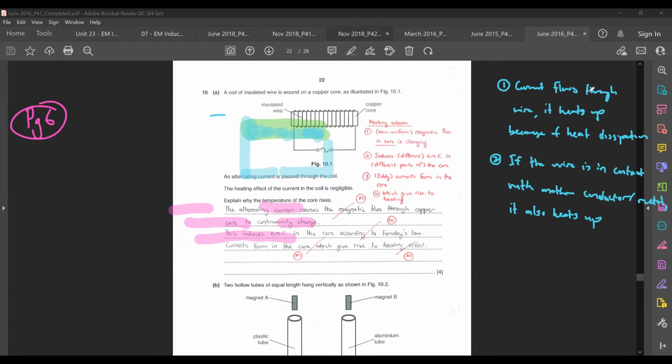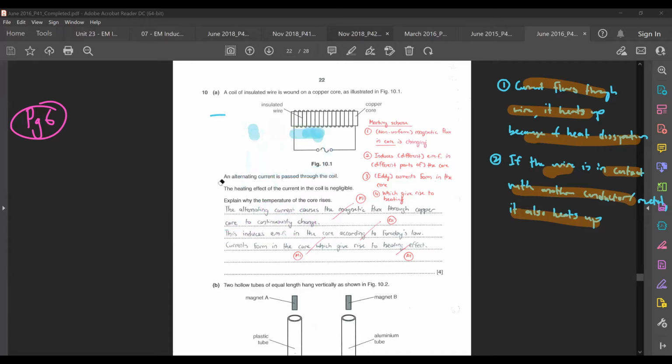Here, if I tell you current flows through a wire, the wire will heat up because of heat dissipation. And if the wire is in contact with another conductor or metal, it will also heat up. All right, correct? So now here, you're having a case where you have a wire in contact with a copper wire. But now they're asking you to explain why the temperature of the core rises, the copper core rises. You're explaining why it is that the copper core is heating up.